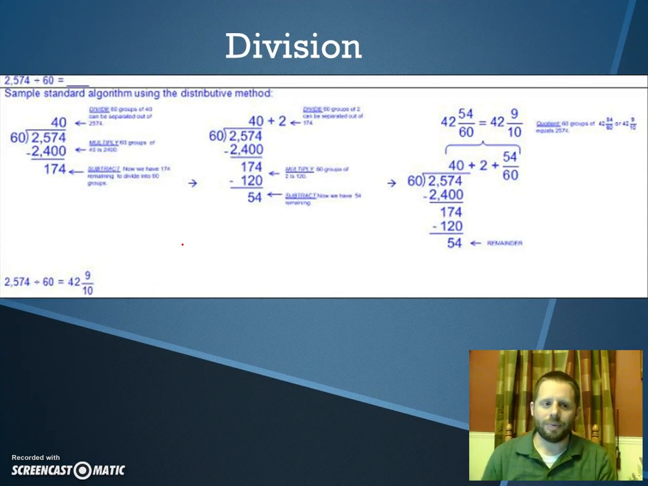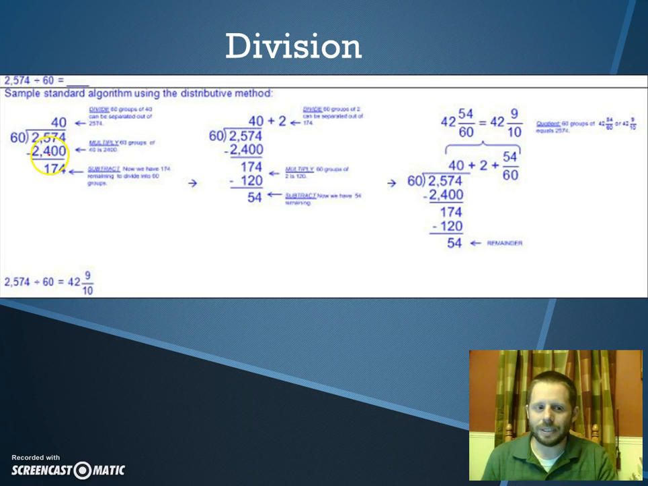Alright, so here's another one. We got 2,574 divided by 60. Okay, if we're using the place value method for doing long division, it would look something like this. You got 60 goes into 2,574 40 times. Okay, so we're basically saying 40 times 60 gets us to 2,400.